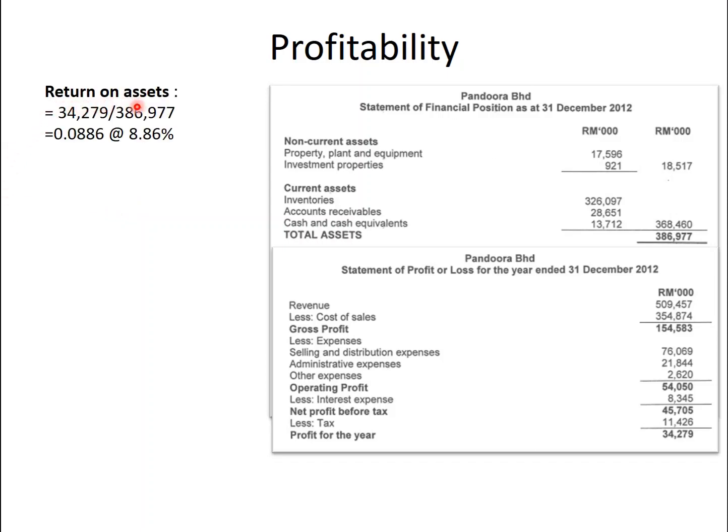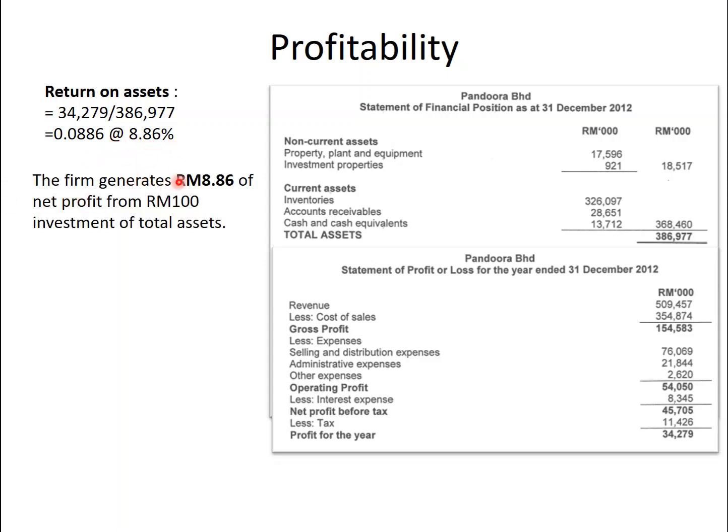Next is return on assets. The formula is net profit divided by total assets. So net profit, which is 34279 from the statement of profit or loss, and total assets we get from the statement of financial position, which is 386,977. Normally we multiply by 100, so the answer is 8.86%. Which means that the firm generates RM 8.86 of net profit from RM 100 investment of total assets.